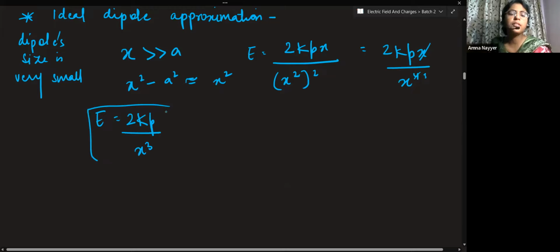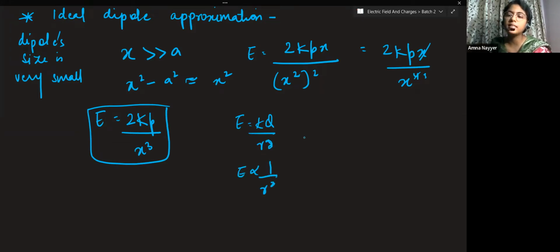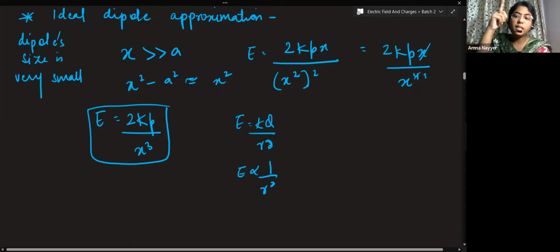So if you remember, your electric field formula was what? E is equal to kq by r square. Electric field was inversely proportional to square of the distance. If you remember, we had plotted the graph also. We got the graph as hyperbola. Now see, here in case of axial field, electric field is coming inversely proportional to cube of the separation. This is one more thing to be noted.